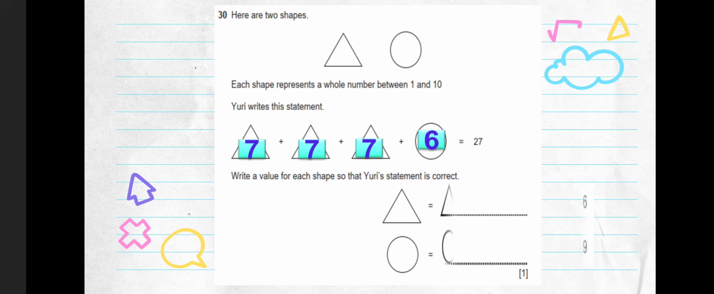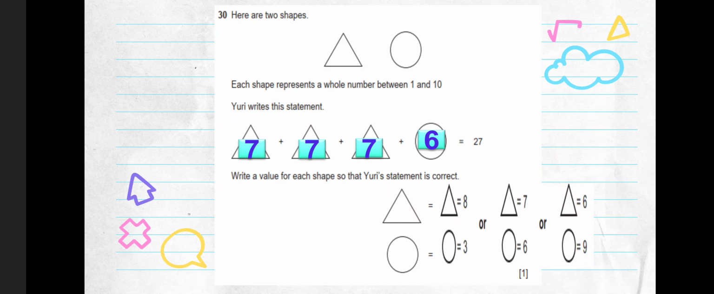This is one answer. What other answers could there be? It could be 8. 8 plus 8 plus 8 is 24, and then the circle will be 3 in this case. Or in another case, we can say 6 plus 6 plus 6 is 18, and then plus 9 is 27. So these are different answers. Choose any one you like from them.